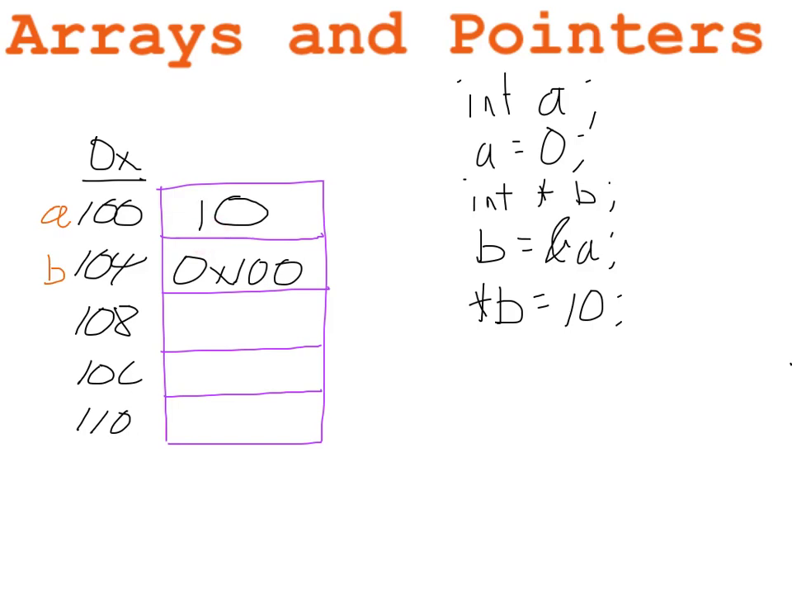So our 0 then becomes a 10. And so that's how we would dereference a pointer in C. Now let's say that we want to extend our example a little bit further here.